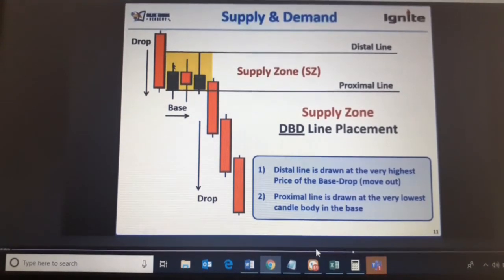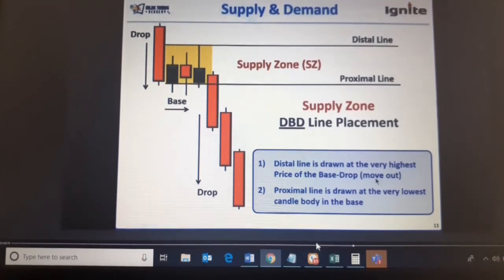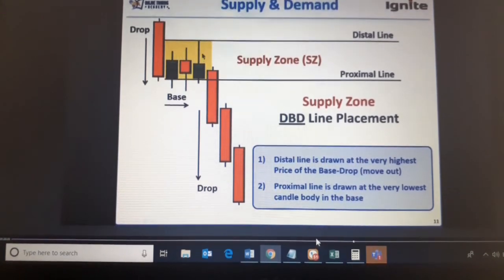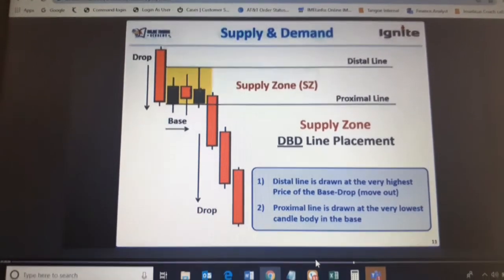We have to ignore the leg in and draw my distal line on the highest price of the move out. Move out is nothing but the base or the drop. So this wick has the highest price. This is where the price has gone to the highest. That's why the distal line is placed over here and not here. We have to ignore the leg in since this is a continuation pattern.